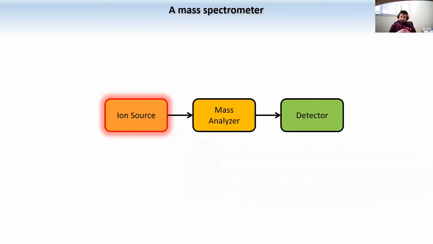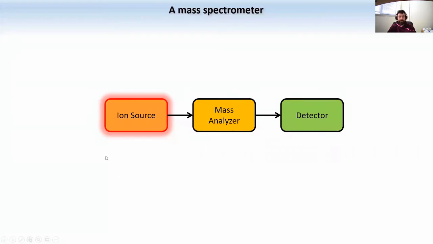Okay, so what is a mass spectrometer, and how is it made? We're not going to go into very detailed technicalities, but I think it's important that you get an overview of the different types of mass spectrometers and why we use them. So mass spectrometers are generally divided into three components. There is an ion source, there is a mass analyzer, and there is a detector.